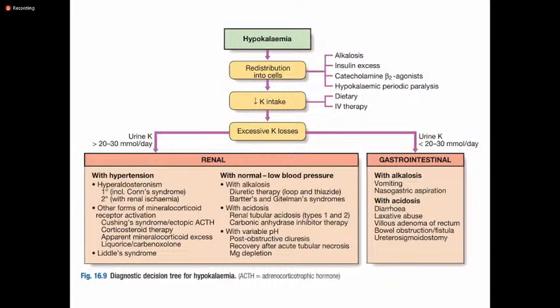If the patient has normal or low blood pressure, you think of either if the patient has alkalosis or acidosis. So then there are different causes of that. So you can have diuretic therapy or some of those congenital syndromes like Bartter's and Gitelman syndrome, renal tubular acidosis if the patient has a normal or low BP with acidosis. And if the patient has variable pH, you think of post-op diuresis.